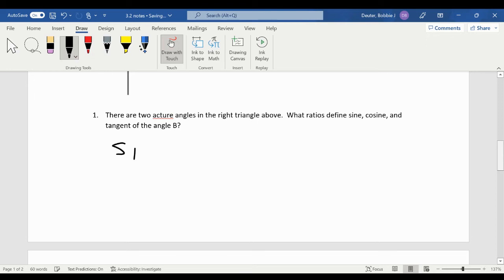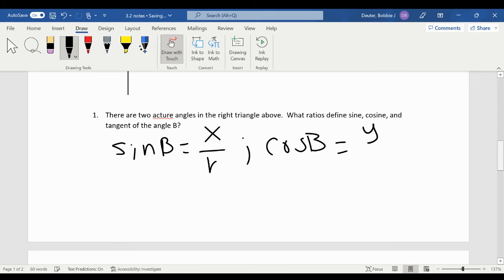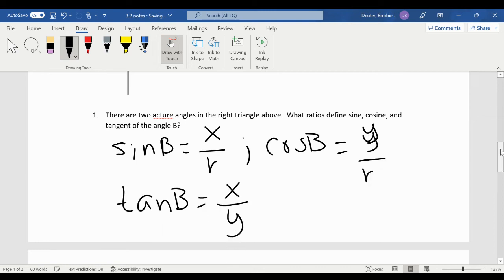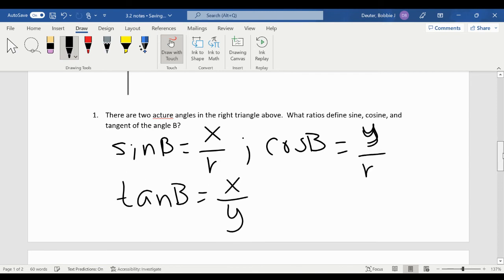We know that sine of angle B is going to be equal to our opposite. So in this case, it's x over hypotenuse, which is r. Our cosine of angle B is equal to our adjacent, which is y, over our hypotenuse, which is r. And then our tangent of angle B is going to be equal to the opposite, which is x, over the adjacent, which is y. So we kind of know that already from geometry and starting in algebra 2 just a little bit more. So we have some of that information already given to us.